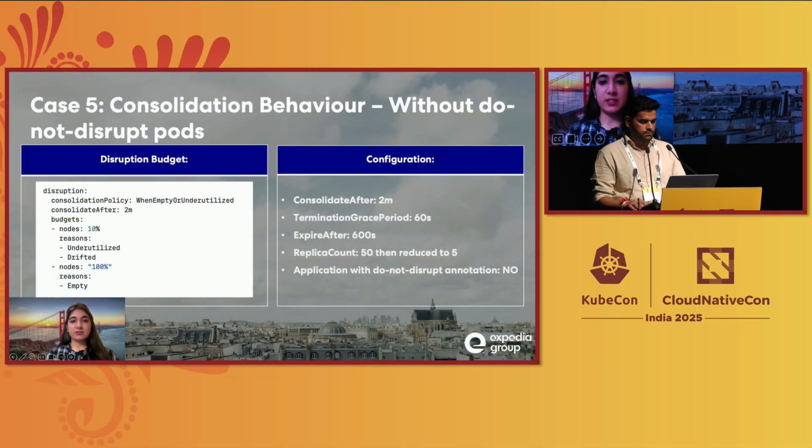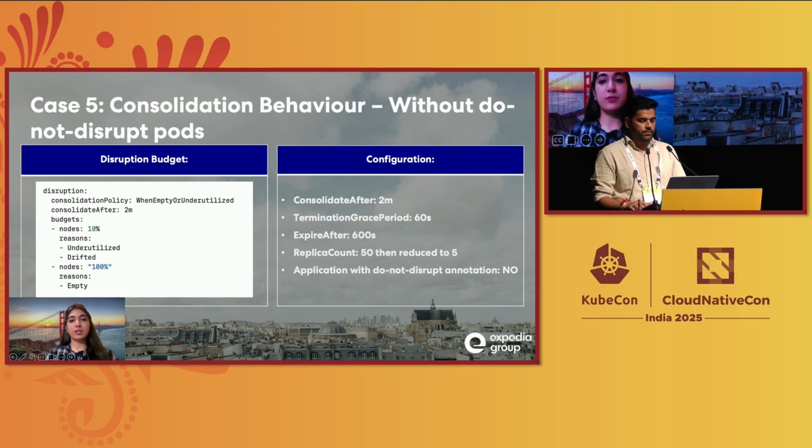Last but not the least, the final case: consolidation behavior without any do-not-disrupt pods. In this case, we repeated the same configuration as the previous one, but removed the do-not-disrupt annotation from the pods to observe how Karpenter consolidates the nodes without disruption restrictions.